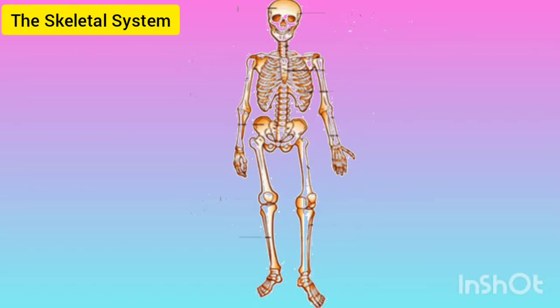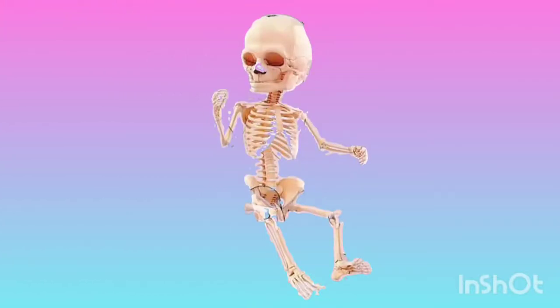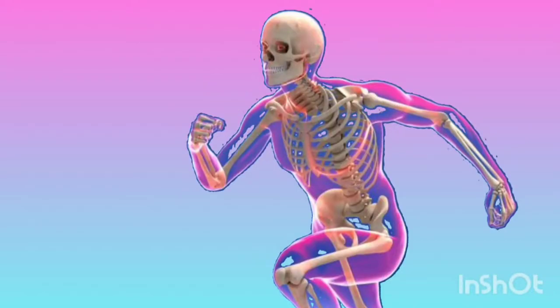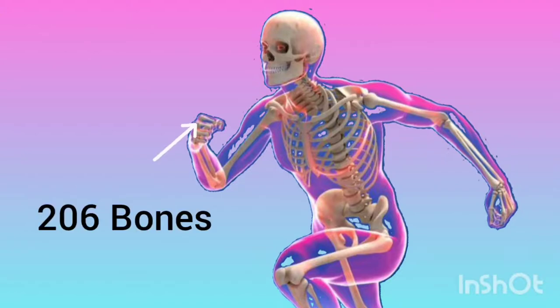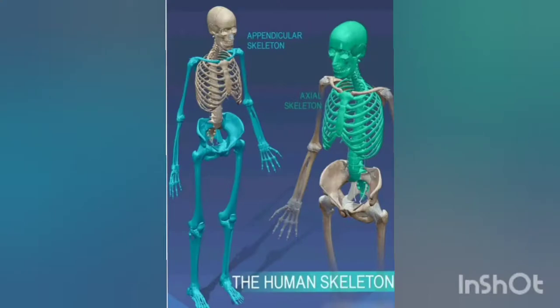Friends, the skeletal system is very useful to us. Friends, when we are born as a baby, we have 270 bones. But when we grow into an adult, the bones fuse together and reduce to 206 bones. Friends, now we will learn the parts of the skeletal system in detail.